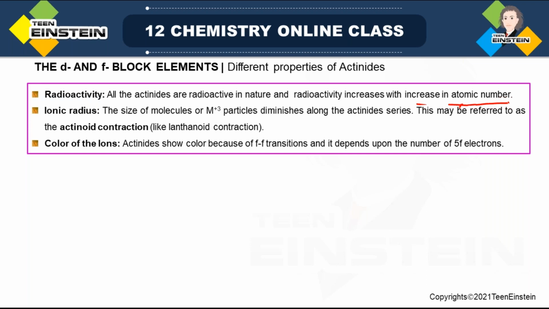So when you are moving from left to right, obviously there is an increase in atomic number, and the radioactivity property is also increased. That means their lifetime will be decreasing. They will not be very stable.